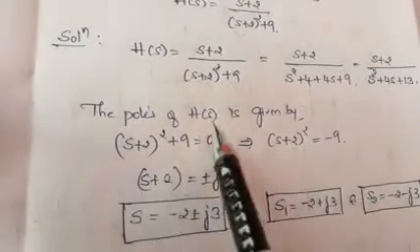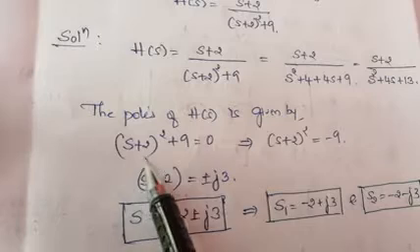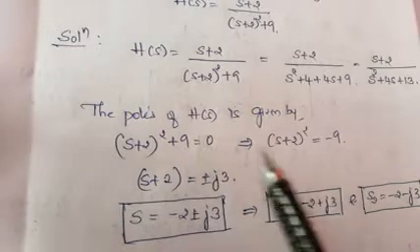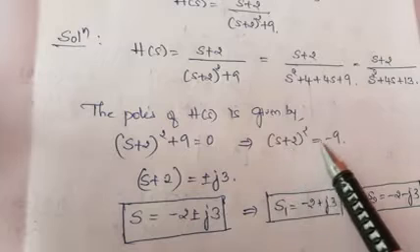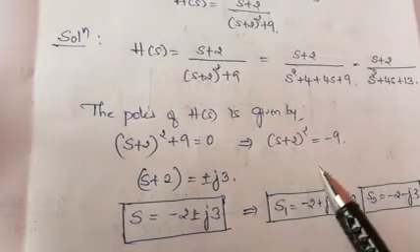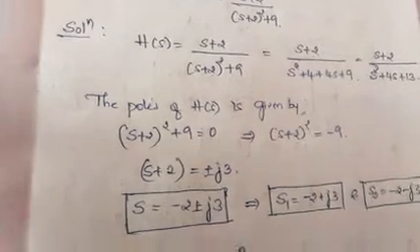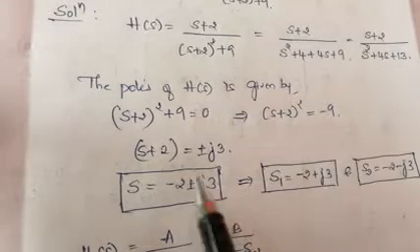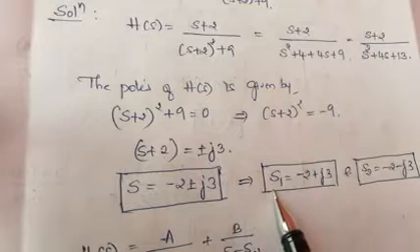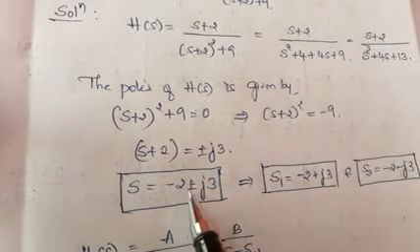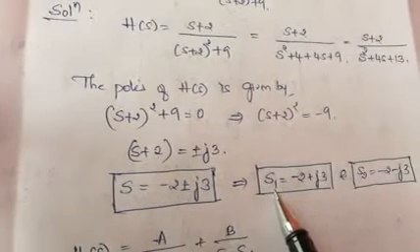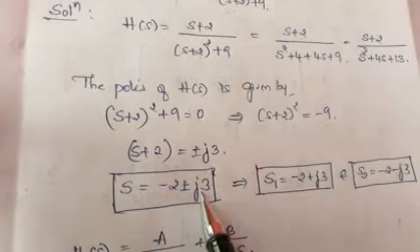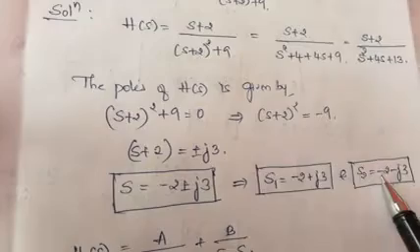That is, the poles of H of s are given by (s plus 2) whole square plus 9. So you can take 9 towards the RHS, that is (s plus 2) whole square equal to minus 9. Finding the roots, we get s equal to minus 2 plus or minus j3. We are representing these as 2 poles, s1 equal to minus 2 plus j3 and second one s2 equal to minus 2 minus j3.